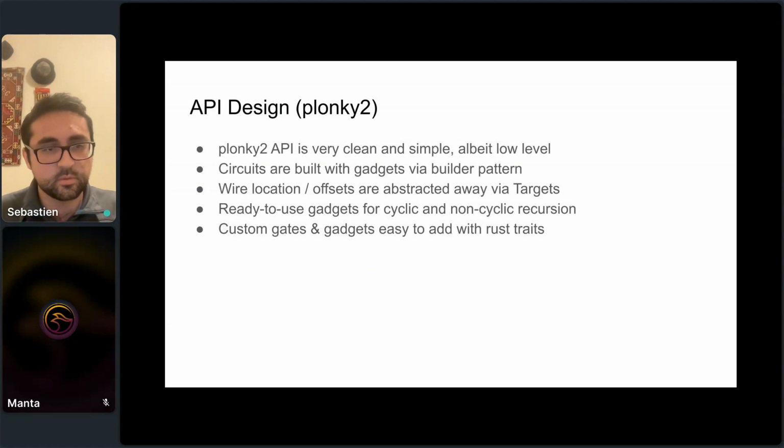Now for usability, the library itself is very clean. It's low level, but it's very clean and simple. You're given a builder pattern, and all the wiring and the locations and the offsets are abstracted away via targets. This is something that, if you're working with Groth16 or Circom, is definitely handled for you, but something like Halo 2 kind of exposes some of these details for you. You have to think about the layout of your circuit a little bit.